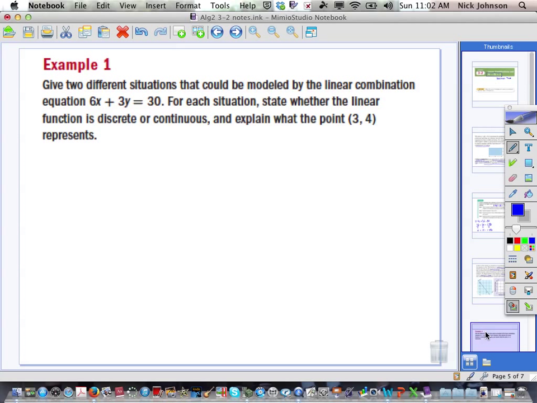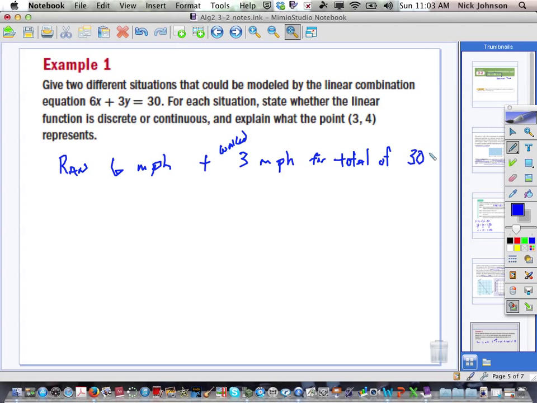In example 1, give 2 different situations that could be modeled by the linear combination equation 6x plus 3y equals 30. For each situation, state whether the linear function is discrete or continuous, and explain what the point (3, 4) represents. Okay? If you look at this, something that we could say is we ran for 6 miles per hour and walked 3 miles per hour for a total of 30 miles. Okay?